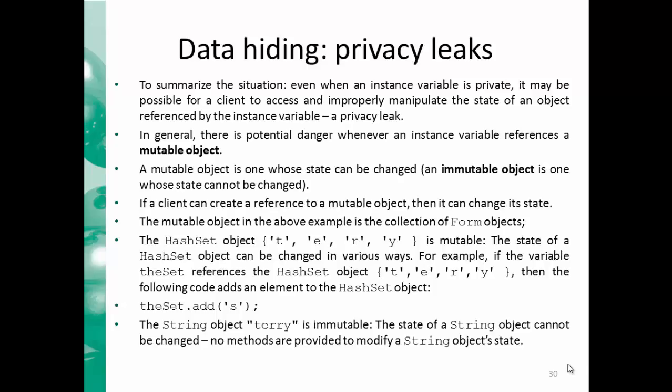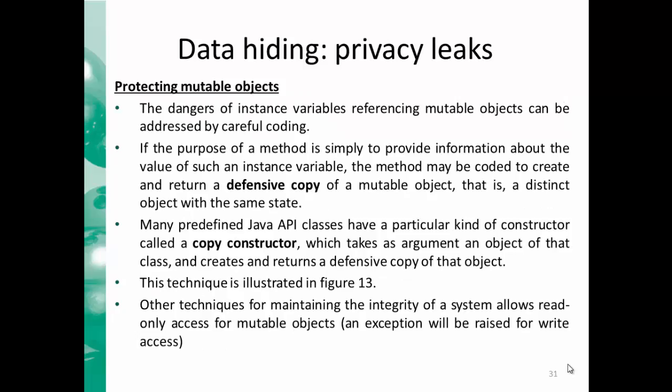So if we have a privacy leak, considering one of the variables of the object that are mutable, then the danger of changing this variable is there. On the other hand, we have what we call immutable objects, whose state cannot be changed, and they will always be safe when we consider privacy leaks.